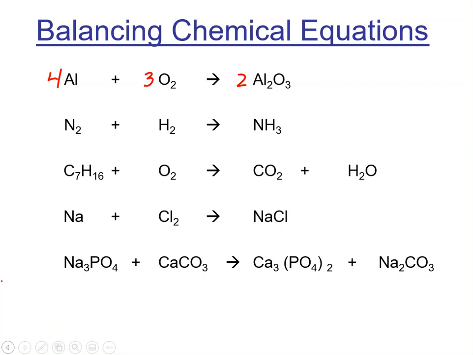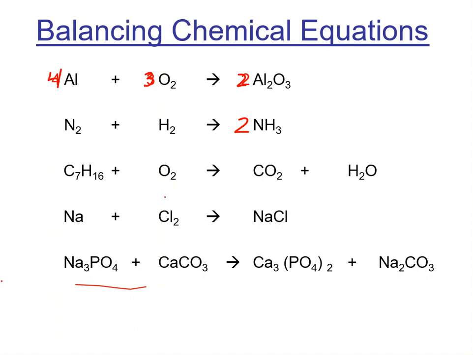All right, so for the next example, first thing I'm going to look at is nitrogen. I see I have 2 atoms of nitrogen on there, and in NH3, I only have 1. So I'm going to add a coefficient of 2 in front of NH3, ammonia. So now nitrogen is balanced.